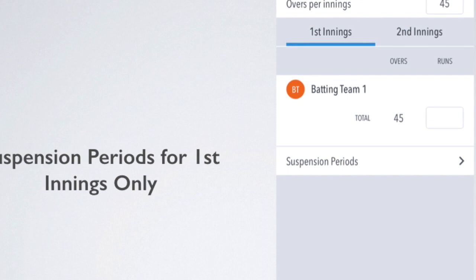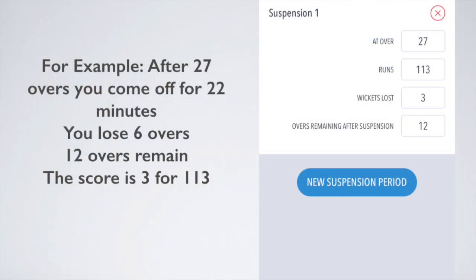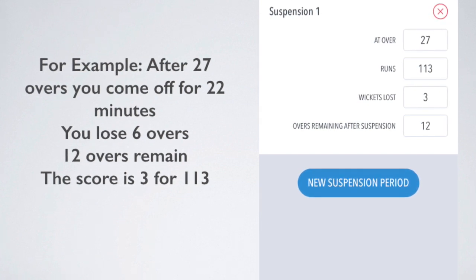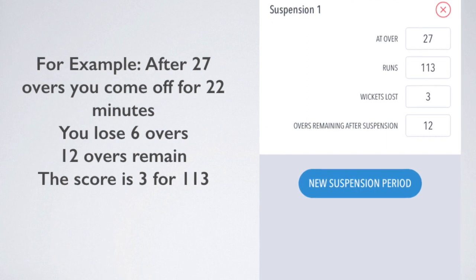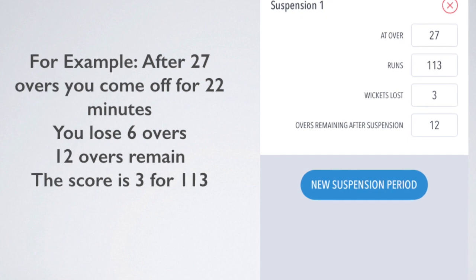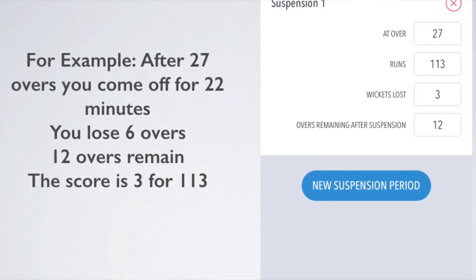Then you press first innings, see down the bottom, suspension periods. And it comes up, new suspension period. Also remember, it must be on first innings. Comes up, new suspension period, and then it asks you. Okay, so what we're going to say is, at over 27, we've come off the ground, and we've lost half an hour, so you come off for 22 minutes, which means we've lost 6 overs. So 12 overs remain when we get back.